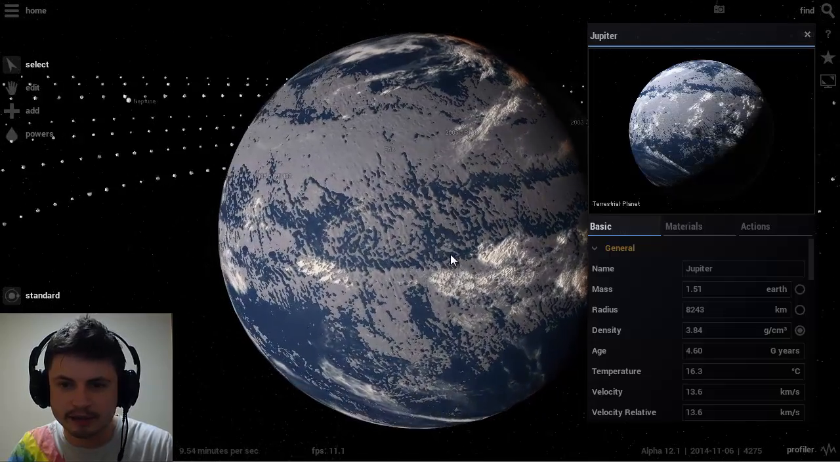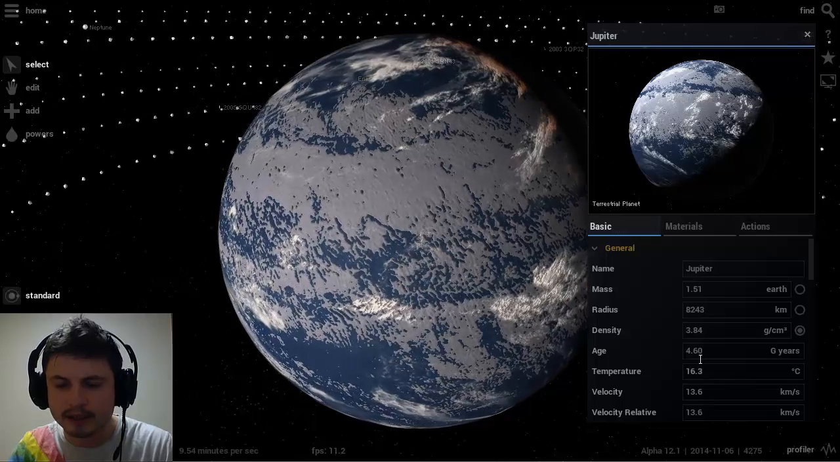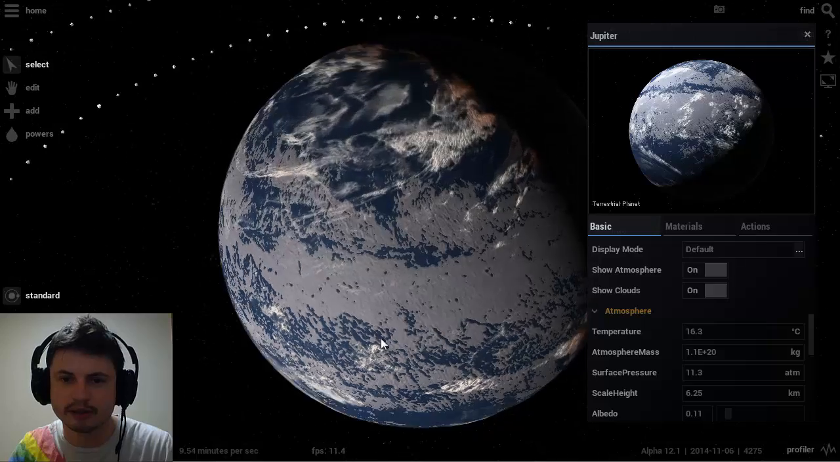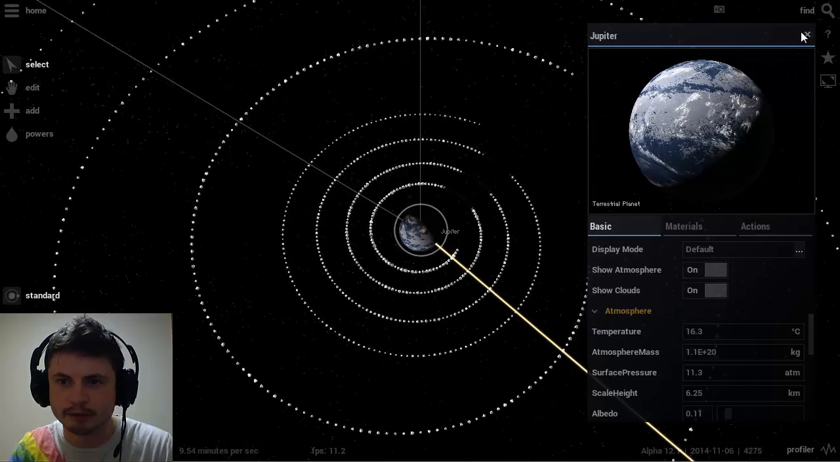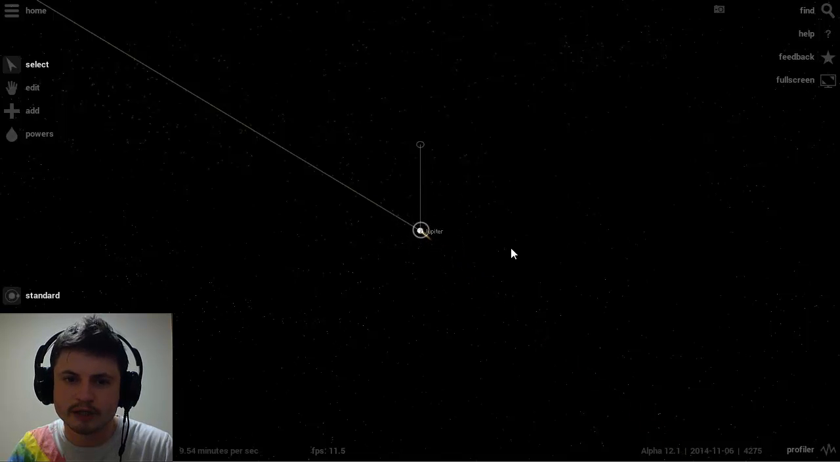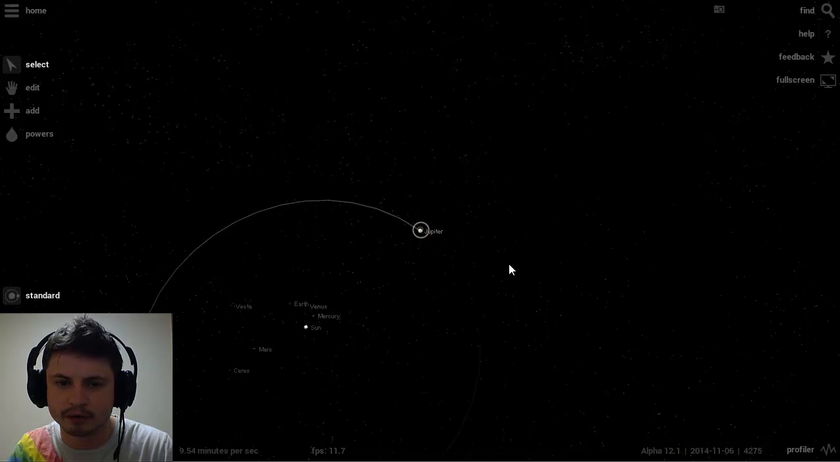So it does have Earth-like atmosphere and pressure. Temperature is 16 degrees. Actually, pressure is a little bit higher. It's 11 times the pressure on Earth. But that is not a problem. You will not be able to tell it apart either. But that means you do need to repressurize yourself when you go from Jupiter back on Earth.